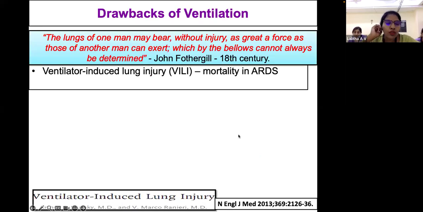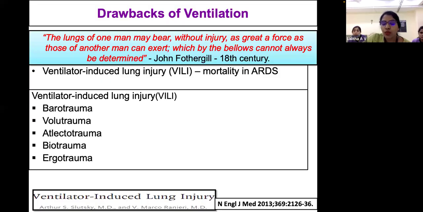So before you ventilate a patient, you should also know some of the drawbacks of mechanical ventilation. We know very well that ventilation also can cause something like ventilation-induced lung injury, which is associated with mortality in ARDS and very well proven in multiple research and publications. So what is this ventilator-induced lung injury? It can cause barotrauma because of high pressures. Excessive volume can happen, and that can lead to volume trauma. And if you give too low volume, that can also lead to atelectatic trauma.